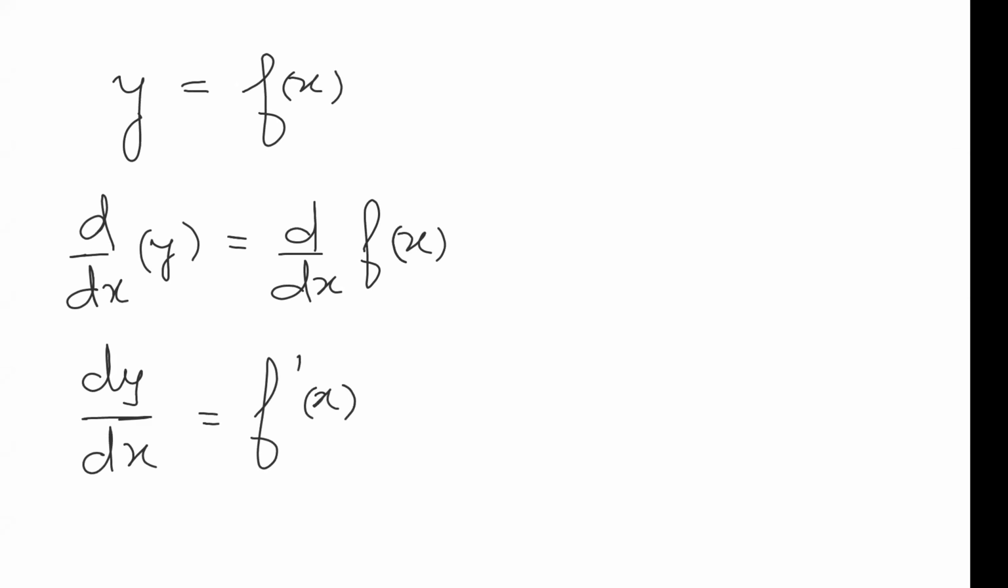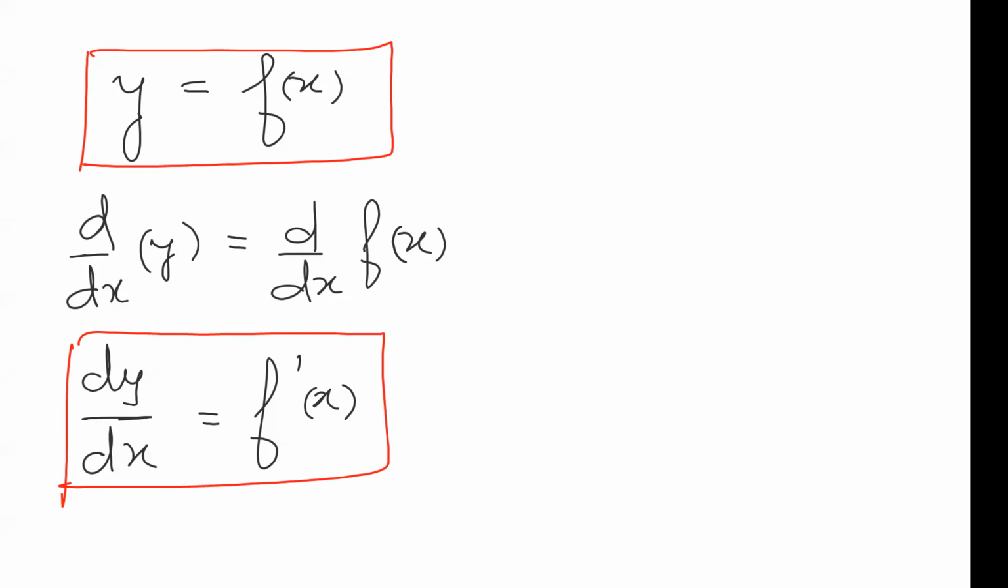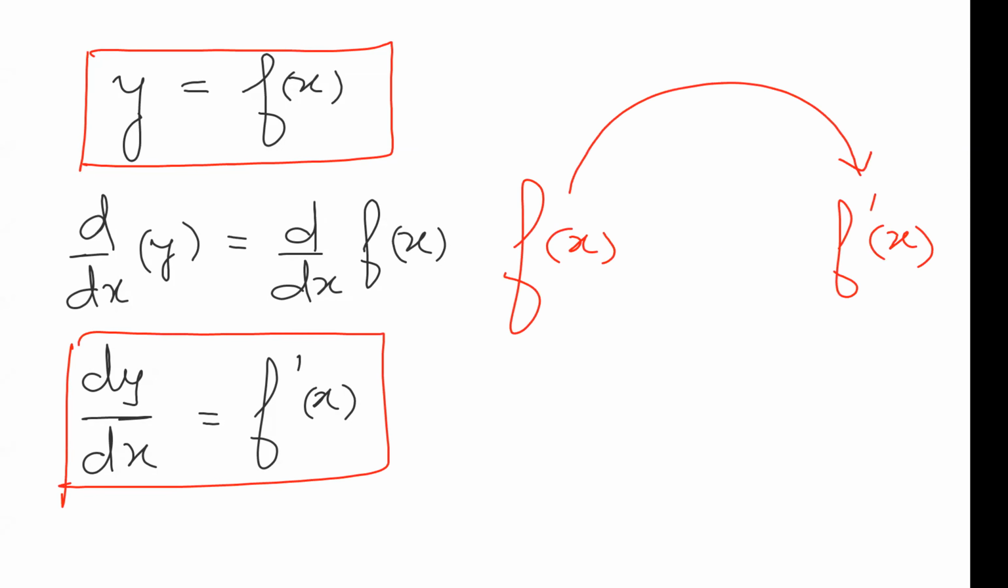So we have to remember two things. Y is f of x, but then dy by dx is f dash x. That is the first order derivative. Now from f of x, if we are supposed to go to f dash x, what we are supposed to do is derive it with respect to x.